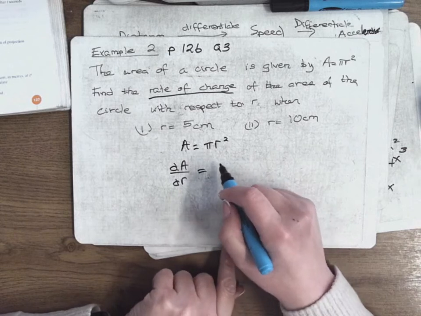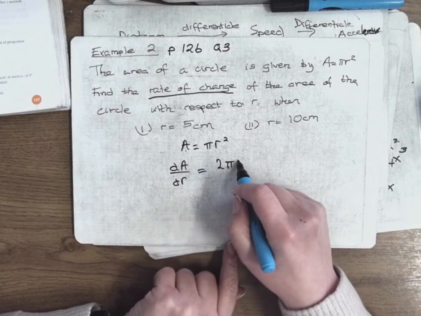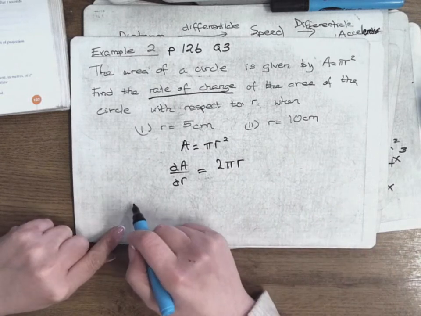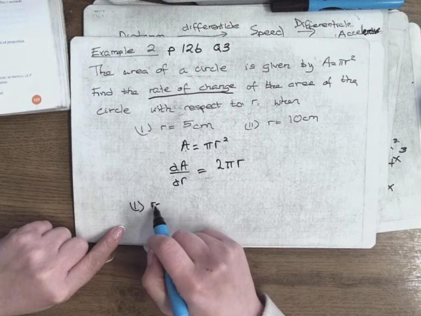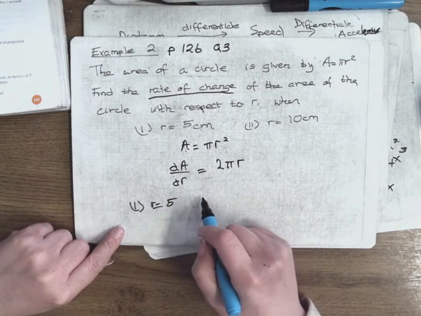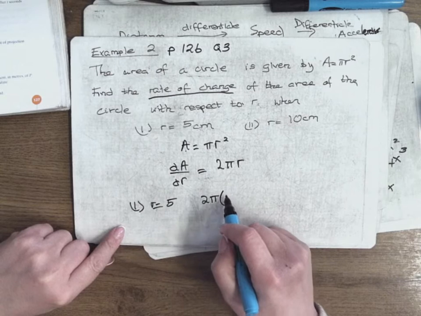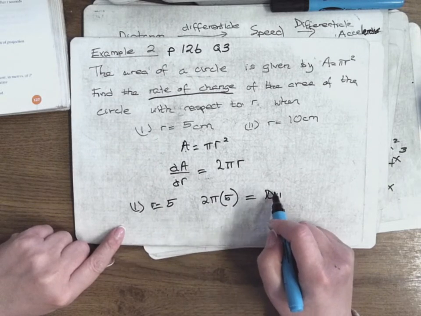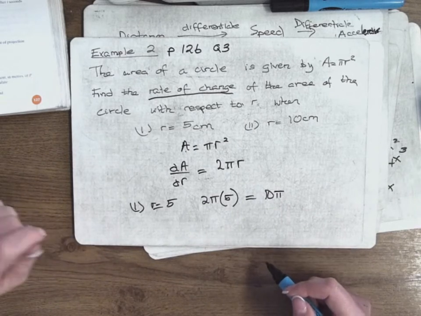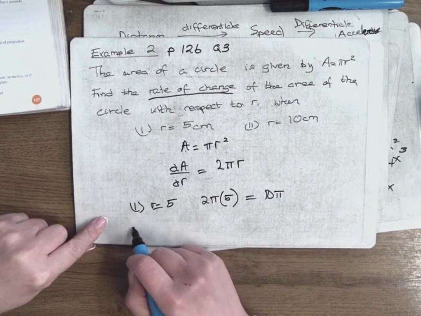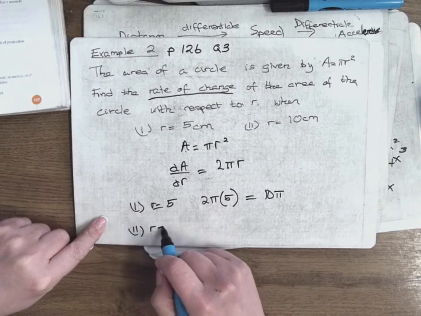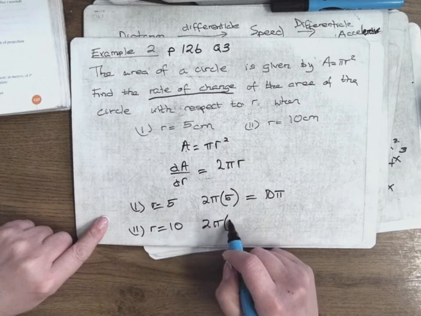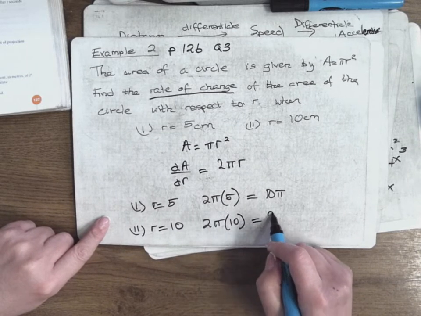What would it be? 2 pi r. Bring the power down in front, reduce the power by 1. For part 1, when r is 5, replace the r with a 5, so that's 2 pi multiplied by 5, which is 10 pi. That'll do as the answer, they didn't say correct to any number of decimal places. The second part is when r is 10. Everywhere you see an r, put in a 10, so it's 2 pi times 10, which is 20 pi.